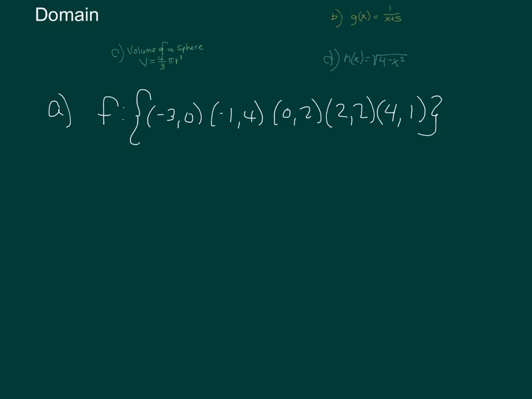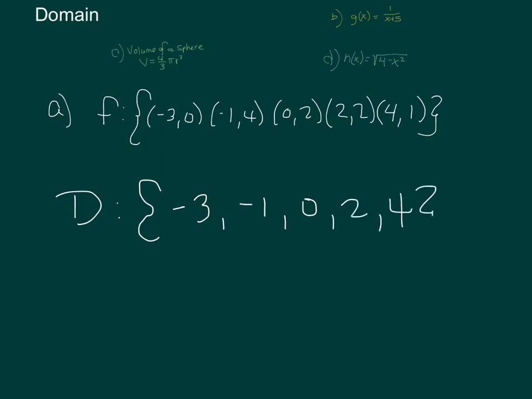So we'll write this as our domain is, let's see, we've got a -3, -1, 0, 2, and 4. So these numbers represent the domain of this function.